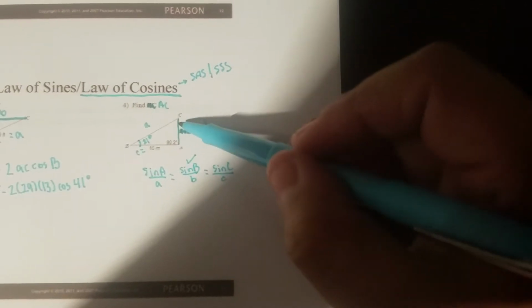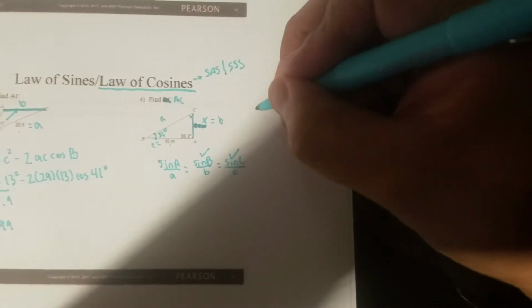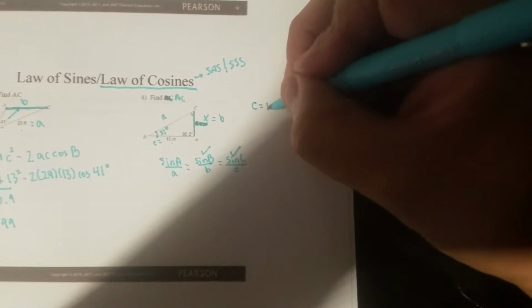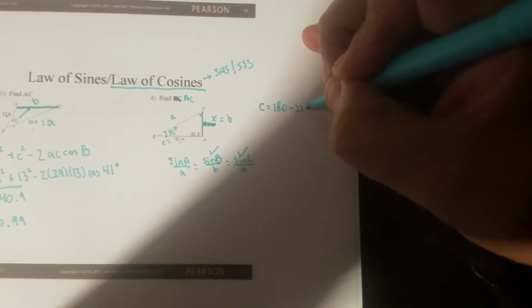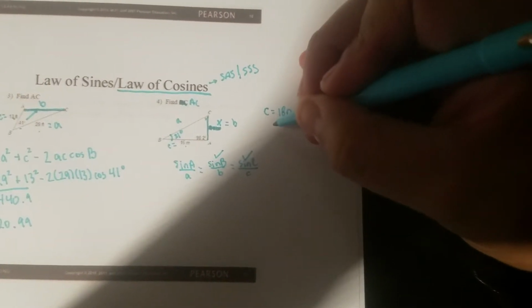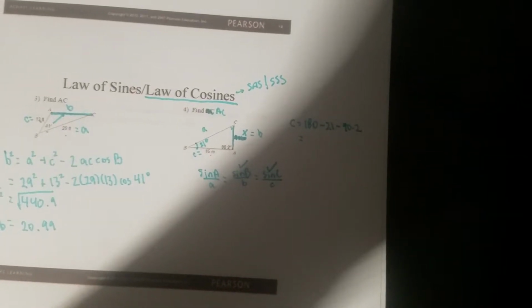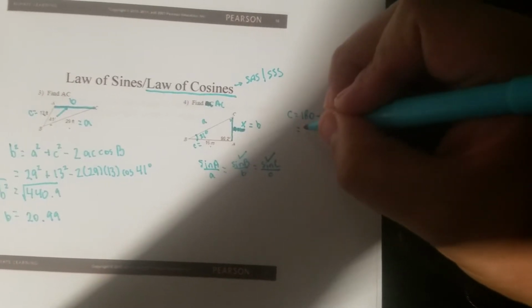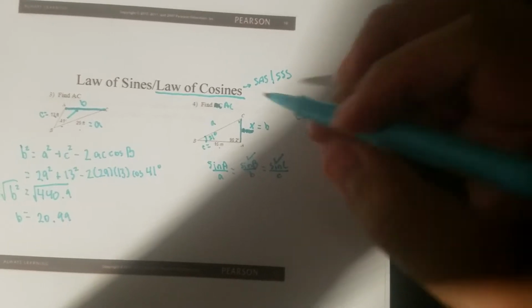So here I know that I have side C, and I can find this angle right here because I have 21 plus 90.2. So I'm going to use angle C, because angle C is equal to 180 minus 21 minus 90.2. So 68.8 degrees. That's what angle C is, this one right here.